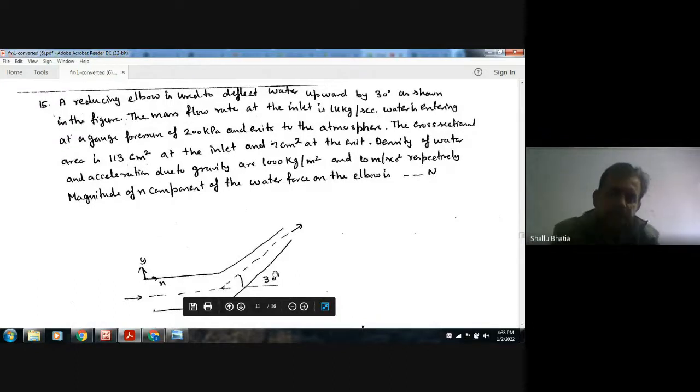A reducing elbow is used to deflect water upward by 30 degrees as shown in the figure.